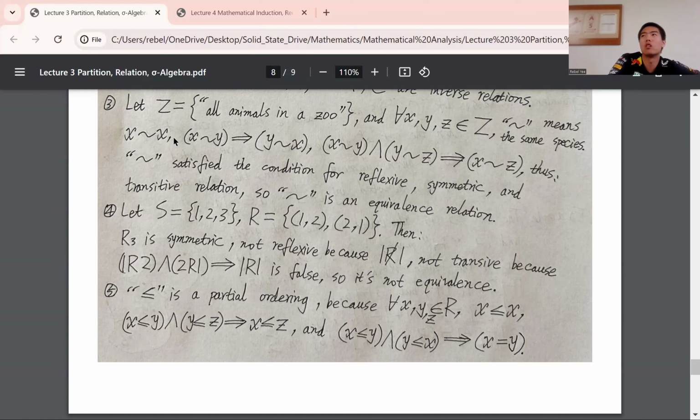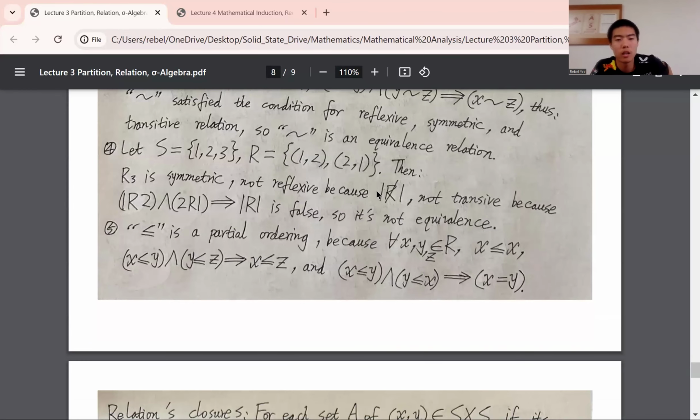It cannot suddenly turn into a hippopotamus. So it's reflexive, absolutely. Then if X is a zebra, and Y is the same species as X, then Y is also a zebra. Which means they are the same species, so it's also symmetric. And the third one might be very intuitive as well: if X is a zebra, X and Y are the same species, and Y and Z are the same species, then they're all zebras. So X and Z are the same species. So we have solved this one.